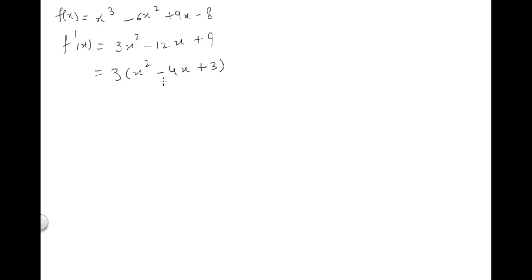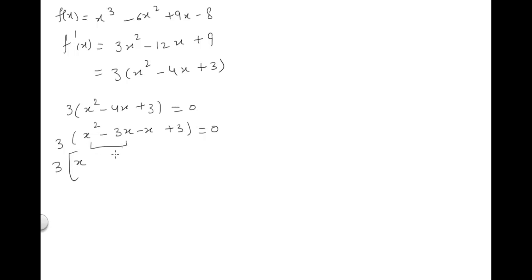This is what we are getting now, x square minus 4x plus 3 inside the bracket. Now we will put it equal to 0. So putting x square minus 4x plus 3 equal to 0, we will obtain the factors. You know the splitting the middle term method, how we can write it as x square minus 3x minus x plus 3 equals 0.